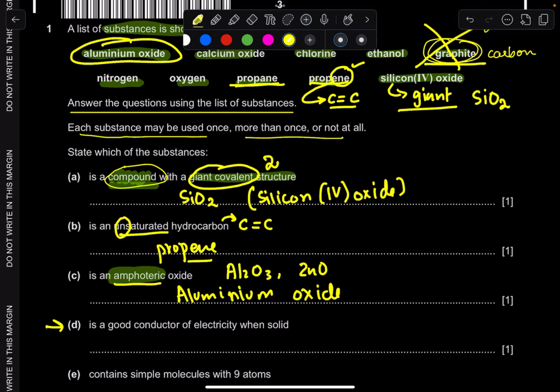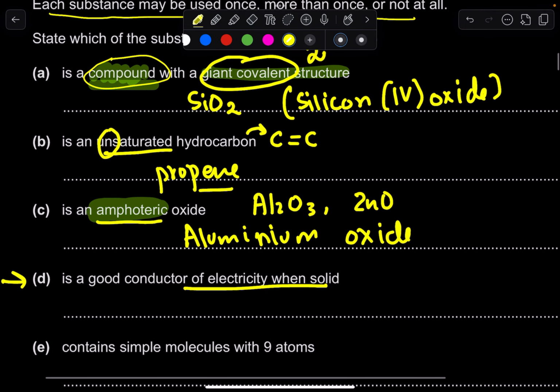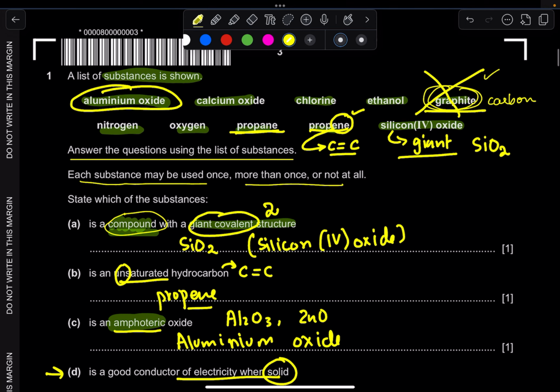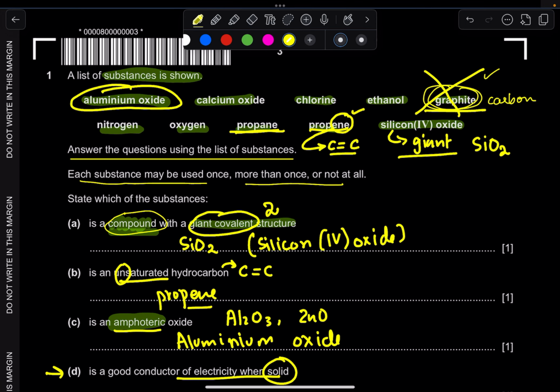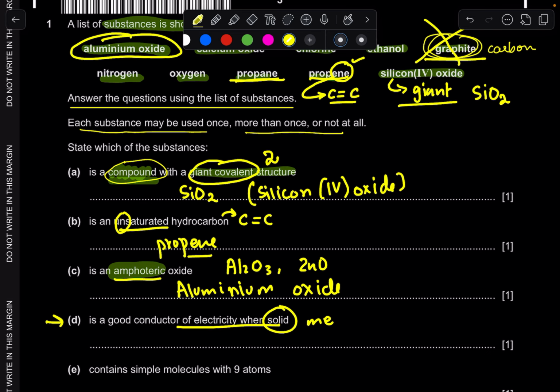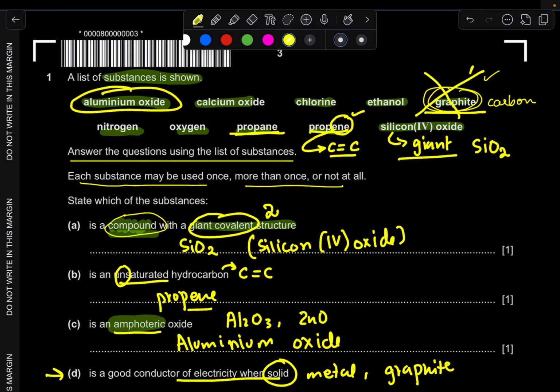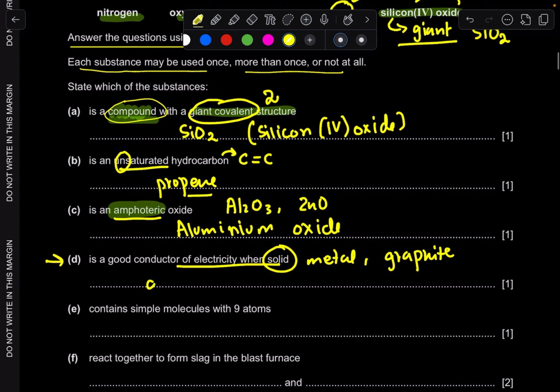Okay, is a good conductor of electricity when solid. Okay, so good conductor when solid. What are we talking about? Two things can be a good conductor in solid. Either it can be a metal or it can be graphite. These two are good conductors in solid. So over here we have no metal, we have only graphite. So the answer is going to be graphite.